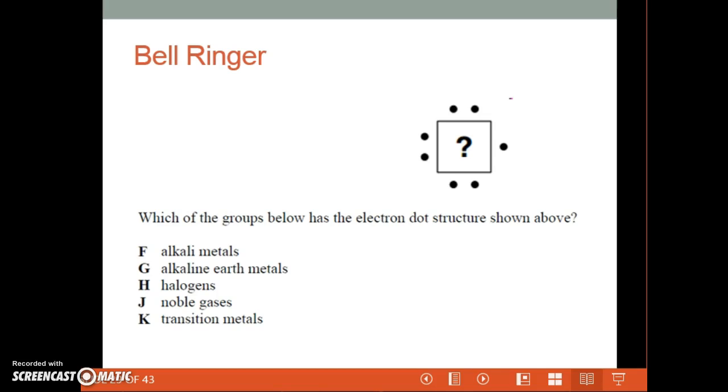In this case, group 17 is the halogens. So hopefully most of you knew that the halogens were group 17. The alkali metals are group 1, alkaline earth metals are group 2, and the noble gases are group 18. The transition metals are all of the d block, so from group 3 to 12.